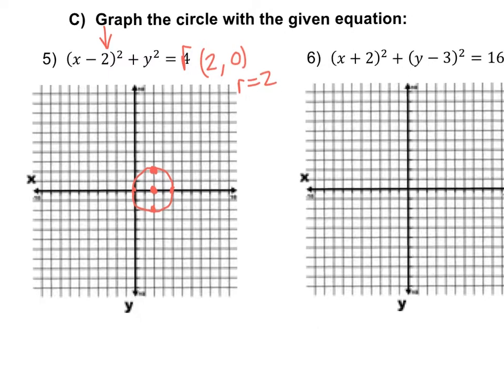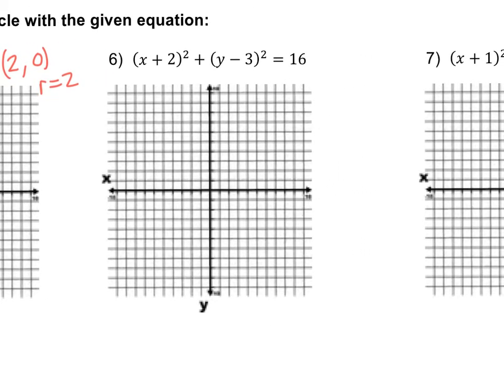Now let's look at number 6. Okay, same thing here. Do this one in blue. Here's your center, your H and K. Remember, it's always the opposite of what's there. So that's actually negative 2, positive 3 is my center. And then my radius is the square root of that number, which is 4. So I'm going to put the center at negative 2, 3 up here, and do a radius of 4. So 4 that way, 4 this way, 4 down, 4 left, and now I just draw my circle.